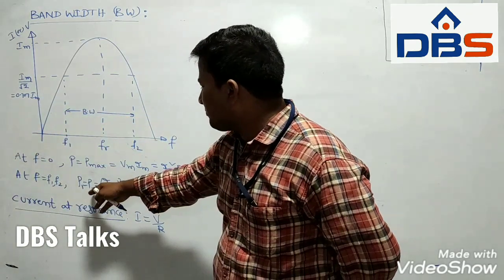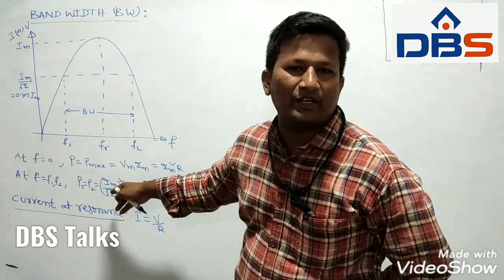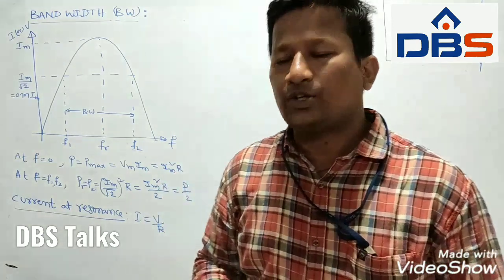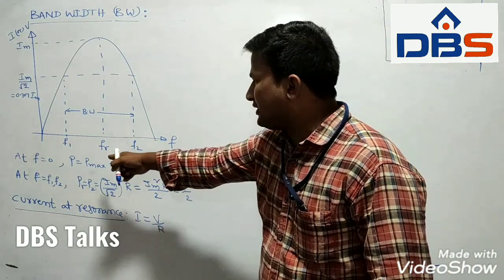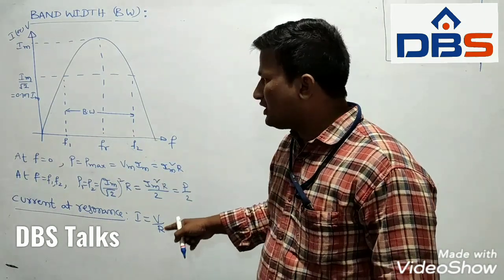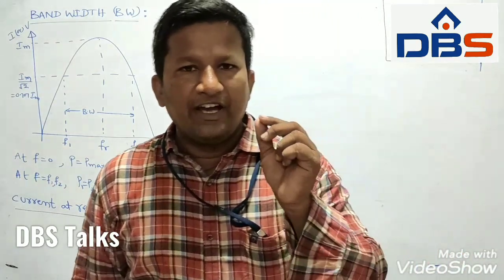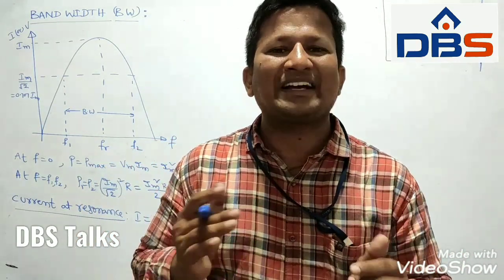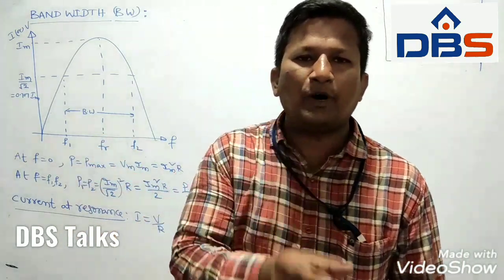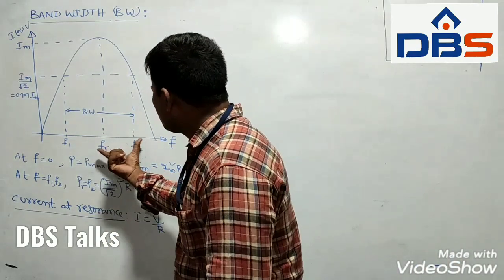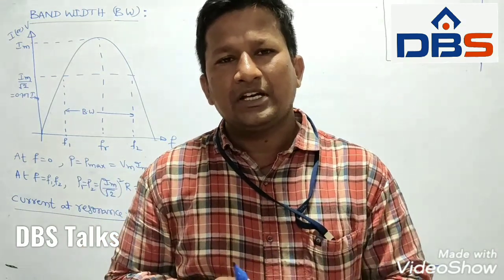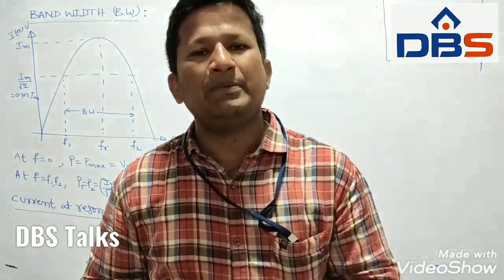So P1 or P2 equals (I maximum by root 2) square into R, that is 1 by 2 I maximum square R, that is P by 2. Originally it is I maximum square R, that is P. Now at F1 and F2 the power is P by 2. That is why the frequencies where the power is half of the maximum power are called cutoff frequencies or half power frequencies. At these two frequencies the level in decibels is 3 dB, so the two frequencies are also called 3 dB frequencies.